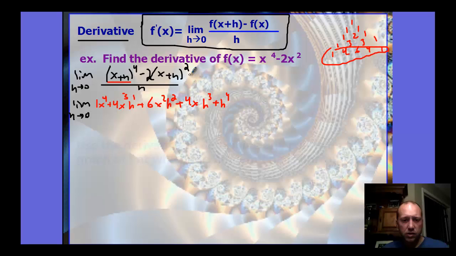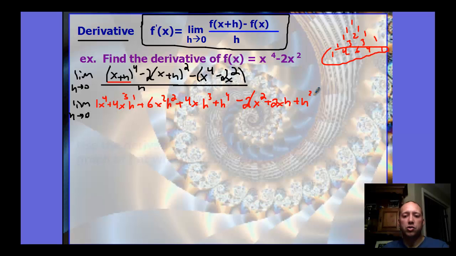I did not notice I forgot part of my derivative. I did not subtract the function f of x. So I caught that. So there would be the actual derivative. This is still the first part, and we're still subtracting 2 times x plus h squared. Now that I can just FOIL quite quickly. x squared plus 2xh plus h squared.